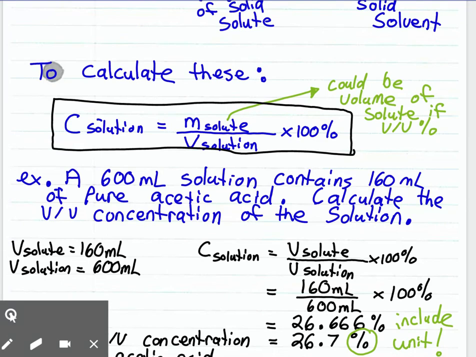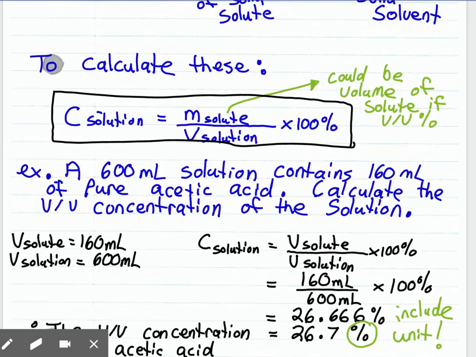All right, here's our example. We have a 600 milliliter solution that contains 160 mils of pure acetic acid. Calculate the volume by volume concentration of the solution. So this is pretty straightforward because it gives us all the information we need. We have a formula. We just have to plunk in our numbers and punch it into our calculator.